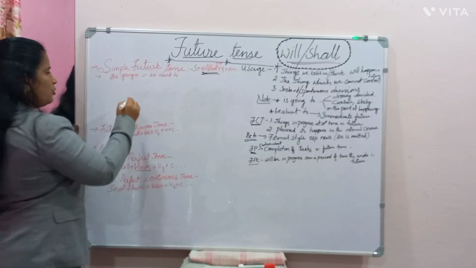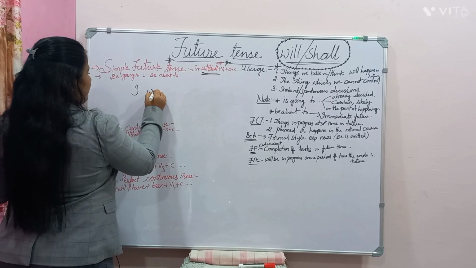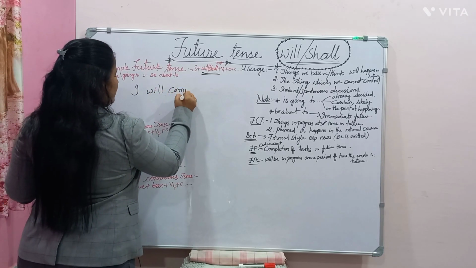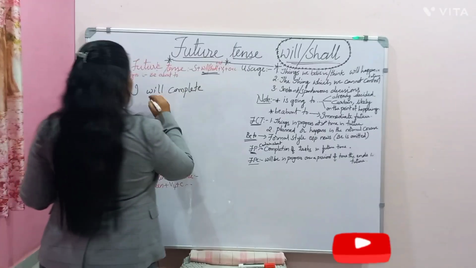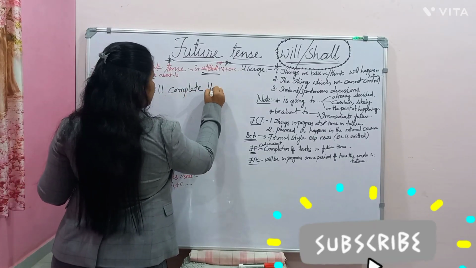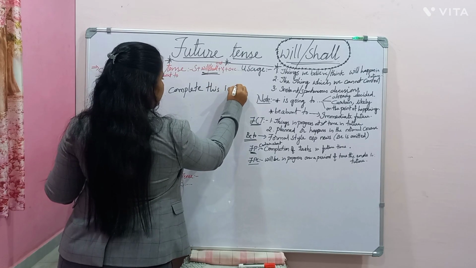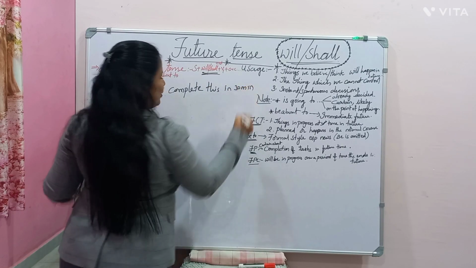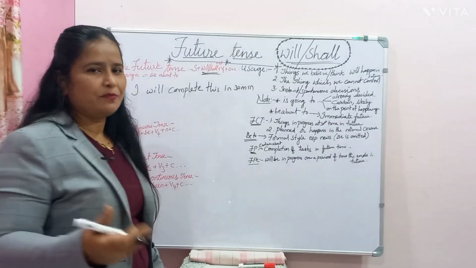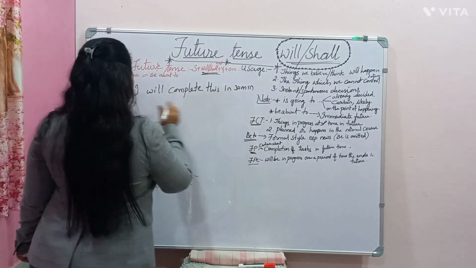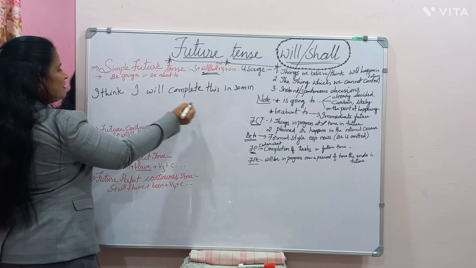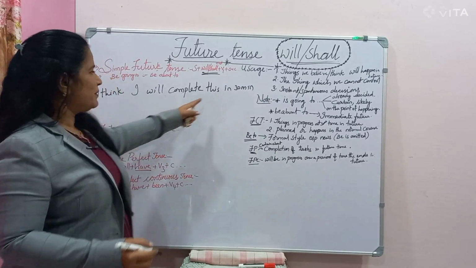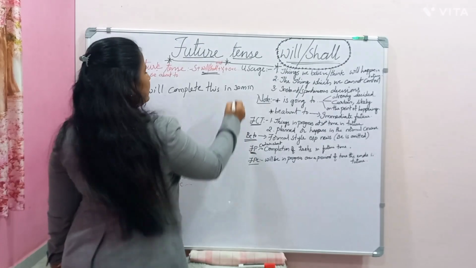What will happen tomorrow? I will complete. It's not about tomorrow, after half an hour, what is it going to happen now? I will complete this class in 30 minutes. I don't know, it may be, probably. So I believe that, so I will complete this. So what I can say is that I think I will complete this class in 30 minutes. It can be 30 or it can be 20 minutes.